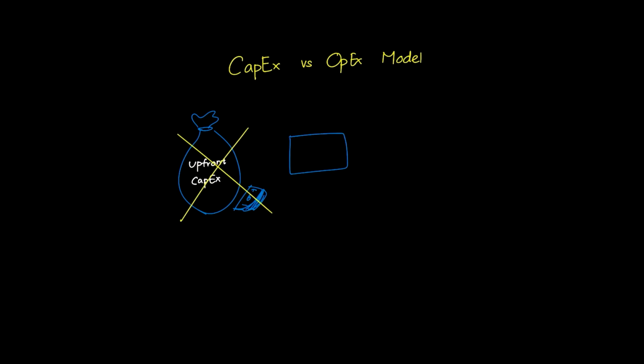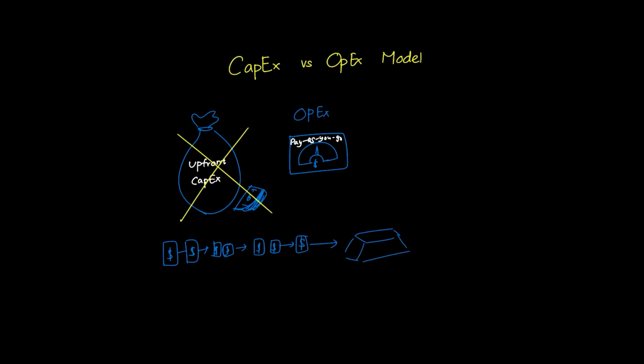The OpEx model in cloud computing transforms this completely. Instead of buying infrastructure, you rent it by the hour, paying only for what you use as an operational expense. This eliminates the need for large capital investments while providing complete flexibility to scale up or down based on actual business needs. For startups with limited capital, this means they can launch with enterprise-grade infrastructure while preserving cash for growth.